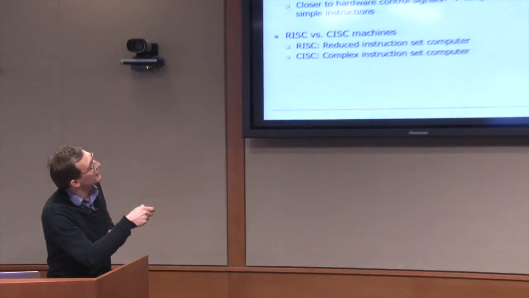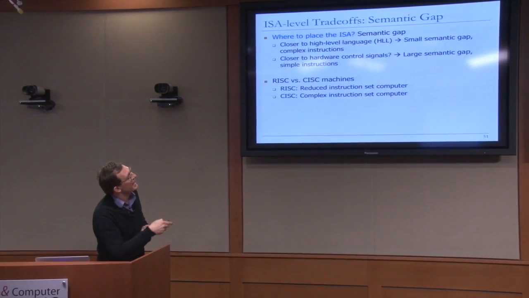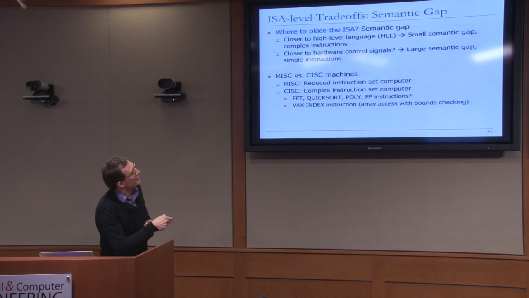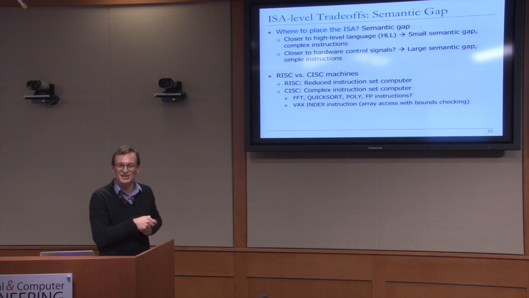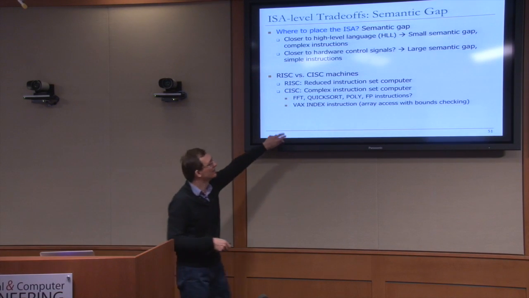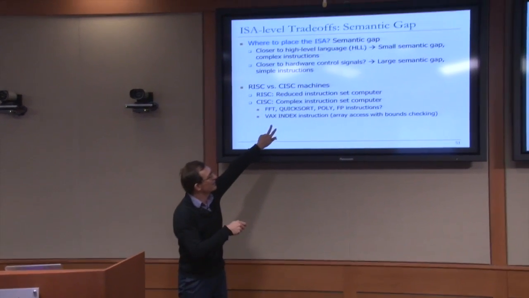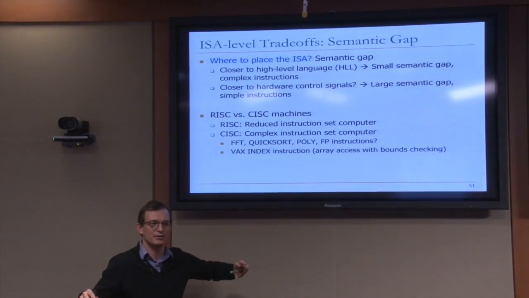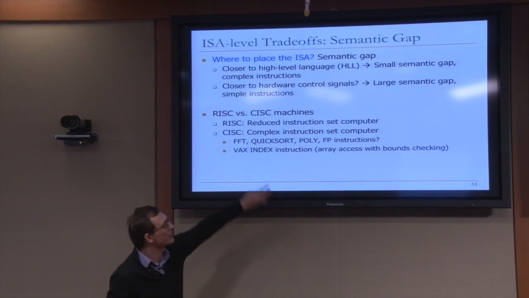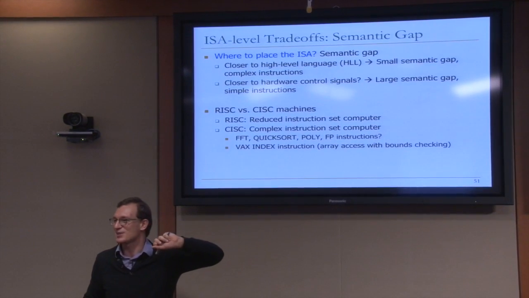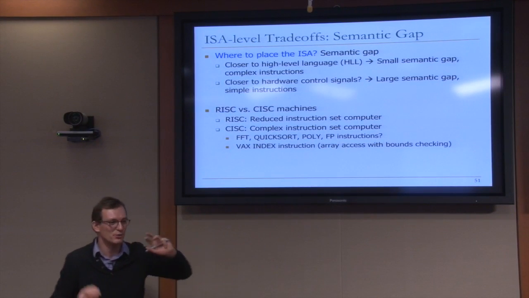But RISC versus CISC machines, RISC is reduced instruction set computer. CISC stands for complex instruction set computer. They basically differ in terms of where they place the ISA. For example, you can think of quicksort instructions, right? VAX index instruction. This was a real instruction. It did array access, I believe you could do 5-dimensional array access with bounds checking at the same time with a single instruction. It's kind of beautiful in a sense.